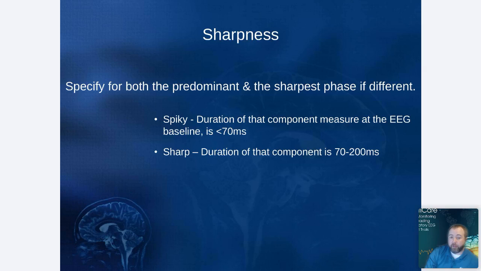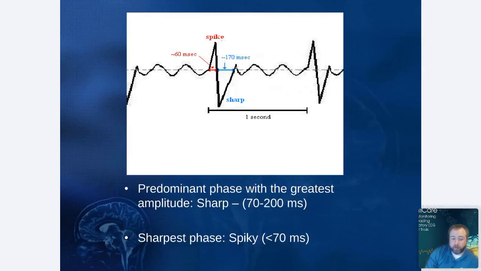You should also talk about the sharpness. For both phases, describe the typical discharge. Again, this only applies to periodic discharges and the spike sharp component of spike wave, not rhythmic delta activity. So it can be categorized as either spiky or sharp. So this is actually very different. You can see the predominant phase, the greatest amplitude, is considered the sharp, and the sharpest phase up above here is what would be considered spiky.